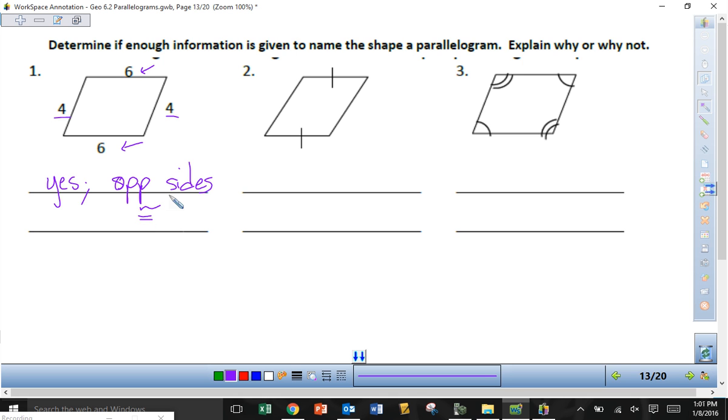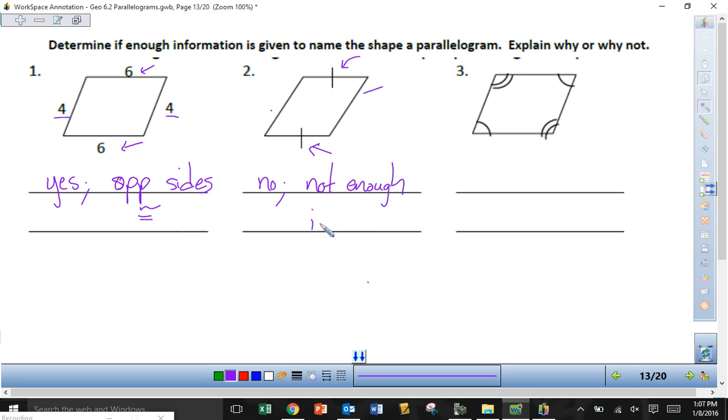Okay, now on number 2, we've got another way to show that sides are congruent. We've got tick marks here, so we know that this one pair of opposite sides are congruent. But notice we're not given any arc marks on this side or any numbers. Because we're not given that, and we're not told that these sides are parallel, like property number 4 we just talked about, we don't have enough information to know whether or not these are parallel or not. So then we don't know if it is a parallelogram.